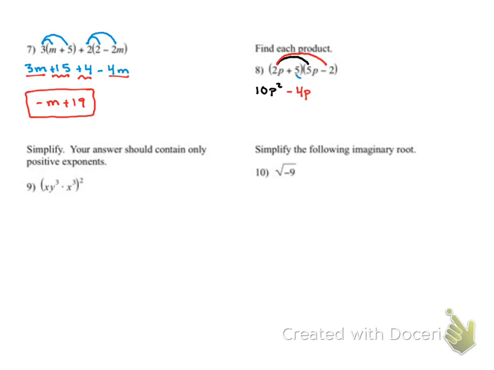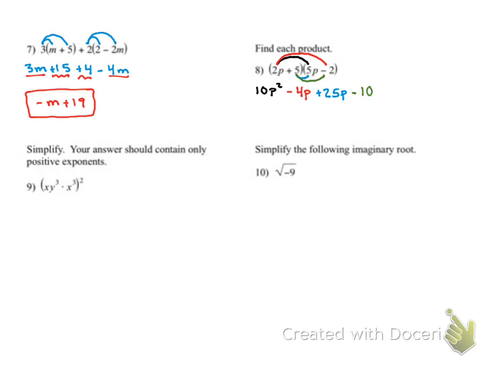Then we move on to this 5. 5 times 5 is plus 25. And that's 5 times 5p, so that's 25p. And then finally, 5 times negative 2. So positive times a negative is a negative. 5 times 2 is 10.